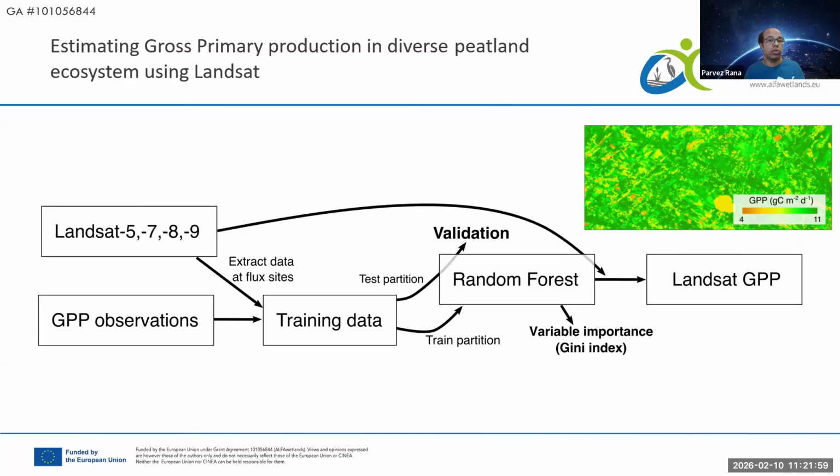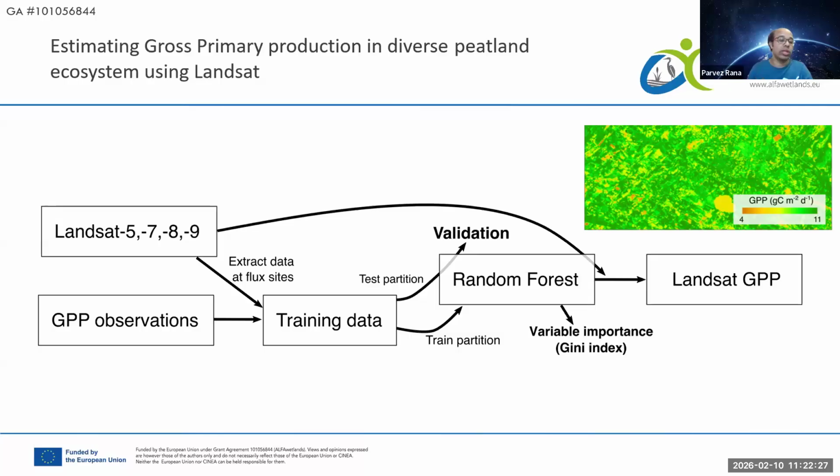And this is the flowchart of our model. So we use Landsat 5, 7, 8, 9, and we have a GPP observation from the flux tower in each of the sites. So we extract the data from the flux sites, and we use the train and test partition, and we use random forest regression. We use the Gini index for variable importance, and then finally we produce the wall-to-wall map.